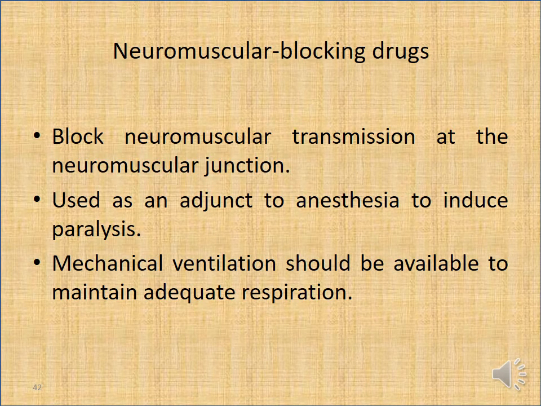Neuromuscular blocking drugs block neuromuscular transmission at the neuromuscular junction. They are used as an adjunct to anesthesia to induce paralysis. Mechanical ventilation should be available to maintain adequate respiration.